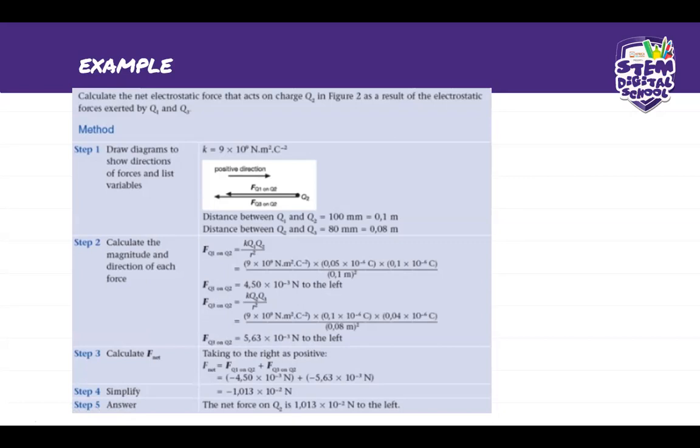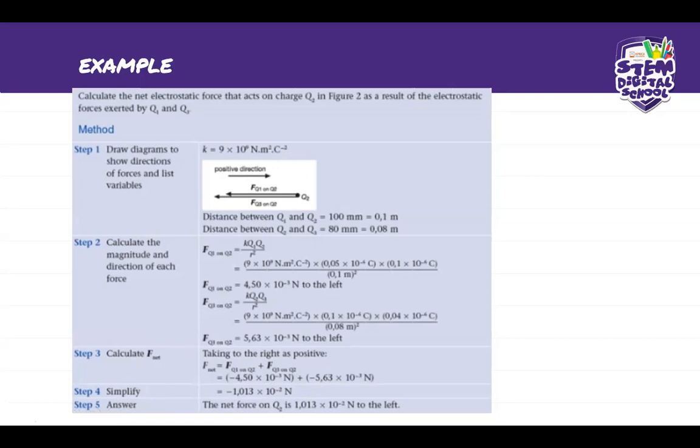Okay. So now, after that, because here they said you must calculate the net electrostatic force that acts on charge 2, now we need to calculate the net force. So we're taking the right as positive, as we've already mentioned on our force diagram. It means the left is negative. So in this case, it's going to be minus of each, and our net force is going to be negative. So the answer is that the net force on Q2 is 1.013 times 10 to the power of minus 3 Newton to the left.